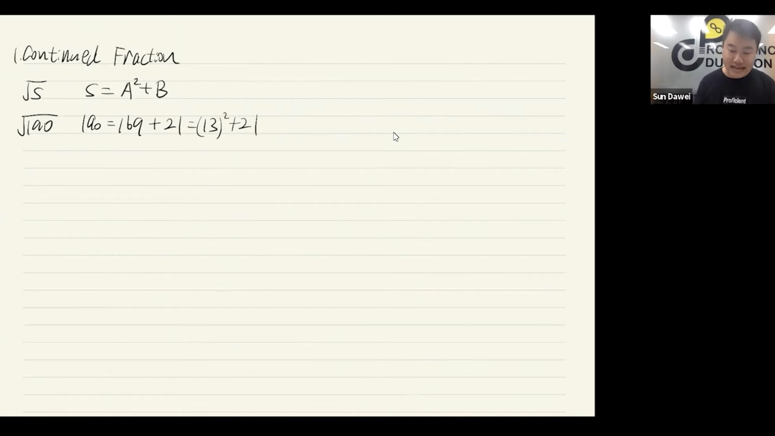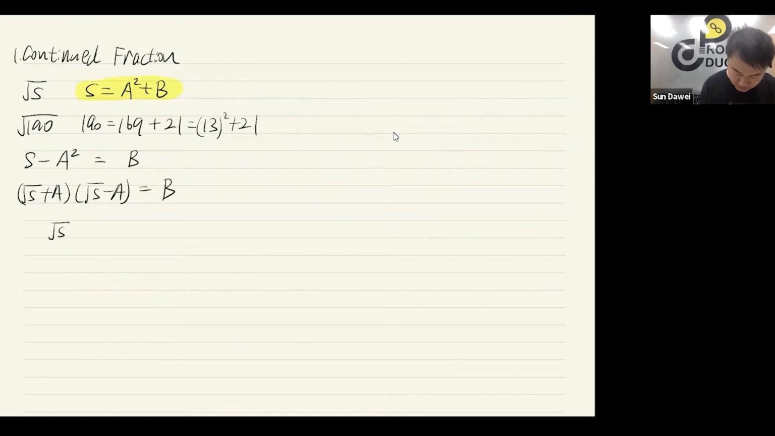To get where the root s is coming from in this equation, we are able to apply simple algebra and factorization. For example, by moving the a squared over, we are able to use difference of two squares. I believe everyone can do that, and move the root s plus a over to the denominator, and then we can make root s the subject, something like that.